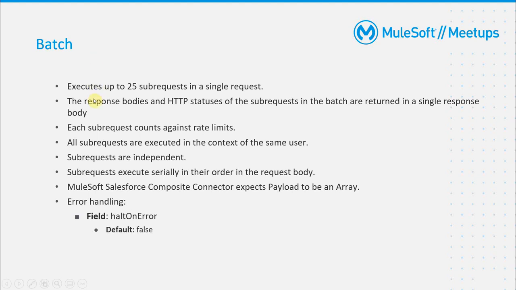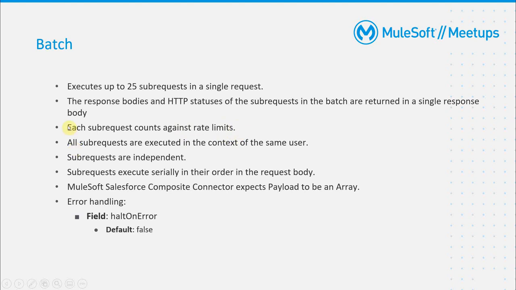The batch first one says it executes up to 25 sub requests in a single request. Why? Because it has some limitation from Salesforce. If you try to have 26 sub requests and it gets executed, it will throw an error saying operation too large. You cannot send more than 25 sub requests, right? And the response bodies and HTTP status of sub requests in the batch are returned as a single response body. It is the same as composite request. And each sub request counts against rate limits.